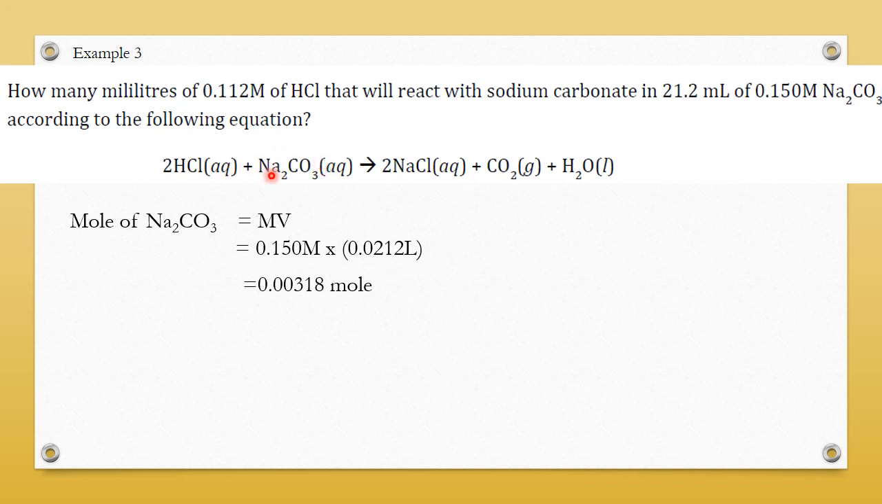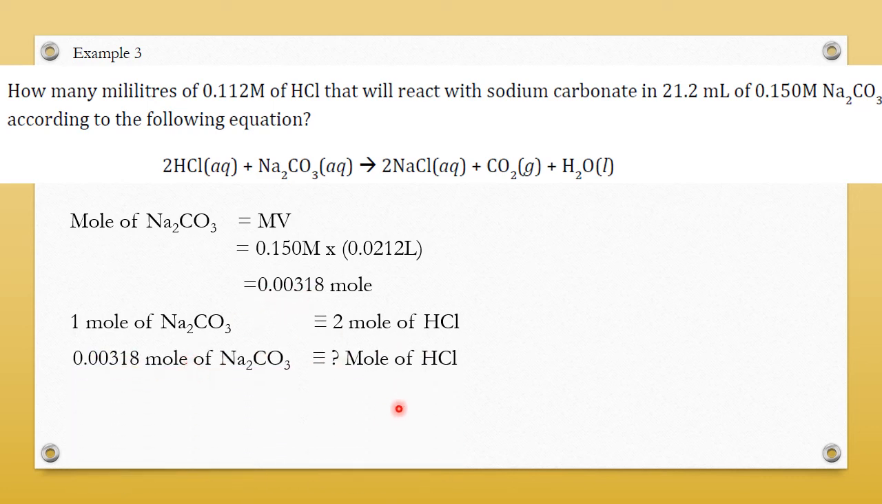Based on the balanced equation, 2 mole of HCl will react with 1 mole of sodium carbonate. So this is the stoichiometry relation: 1 mole of sodium carbonate will react with 2 mole of HCl. In the actual reaction, we are using 0.00318 mole of sodium carbonate. So how much HCl will it react?